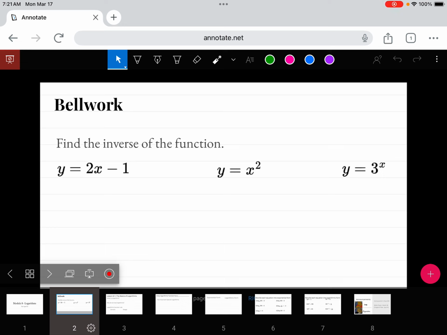All right, let's start taking a look at these. So we're asked to find the inverse on these. And on this first one is y equals 2x minus 1. How do we start that process? How do we find an inverse?